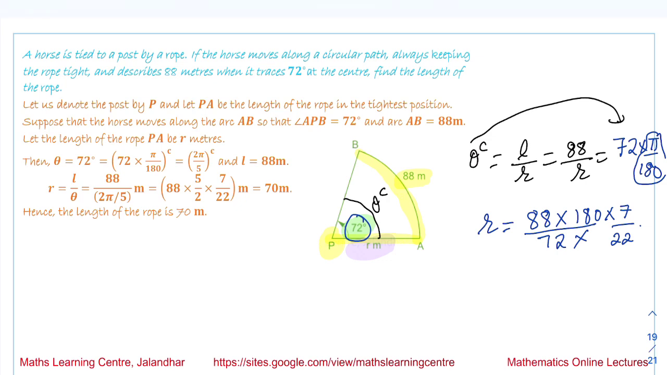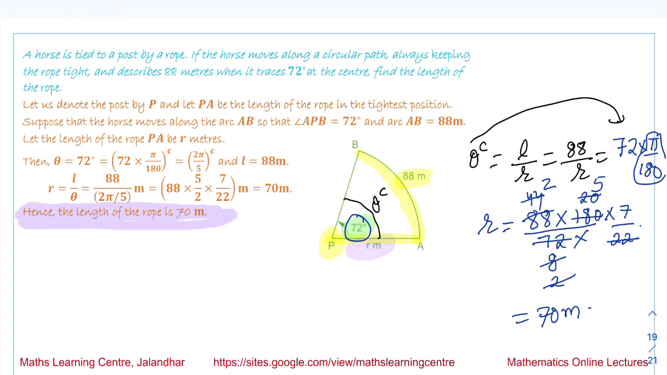When we multiply these values, we cancel this with 9. So we get 8 over here and 20 over here. Then it is 5 by 2. This value gets cancelled, we are left with this 44, and over here we are left with this 2. So the final answer we get is 70 meters. The length of the rope is 70 meters.